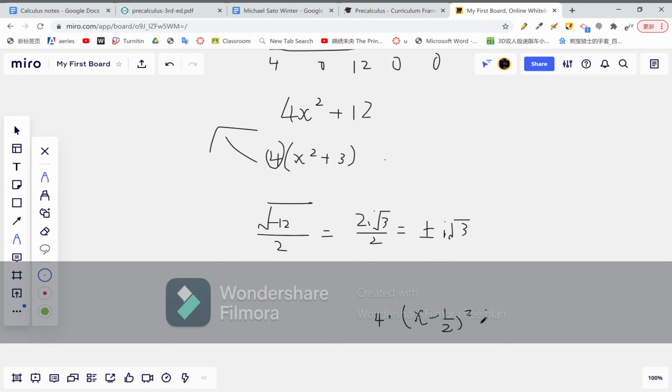So the factorization is 4 times x minus 1/2 squared times x plus i root 3 times x minus i root 3. This is the answer, and we are done.